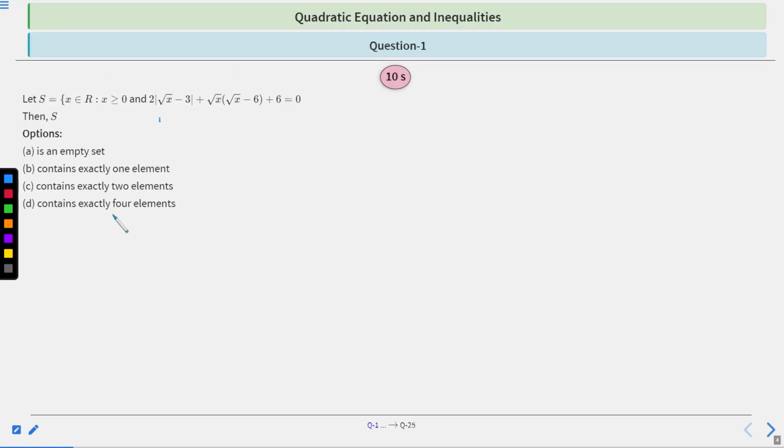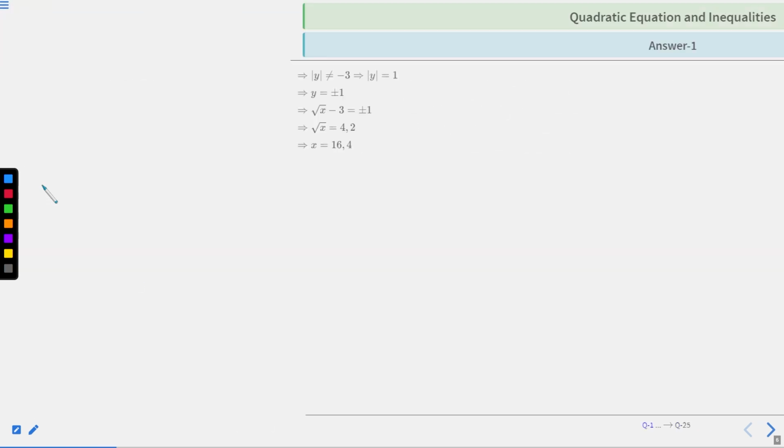So it contains only two elements, right? Set S contains only two elements. Option C is the right choice.